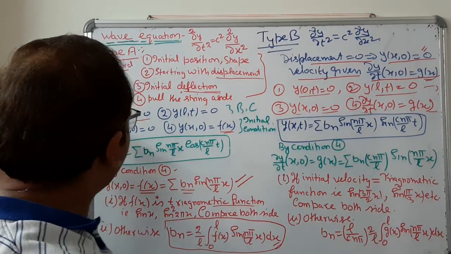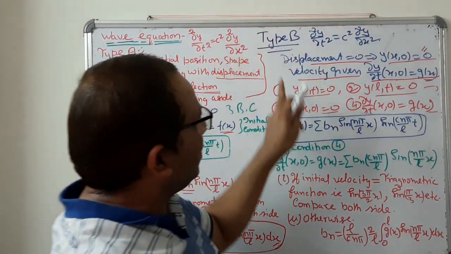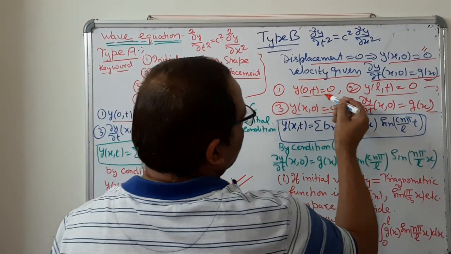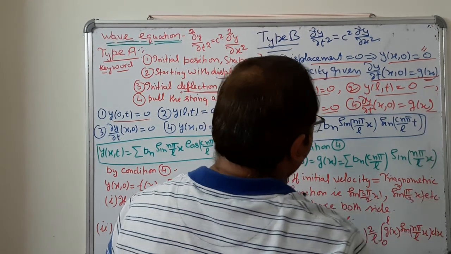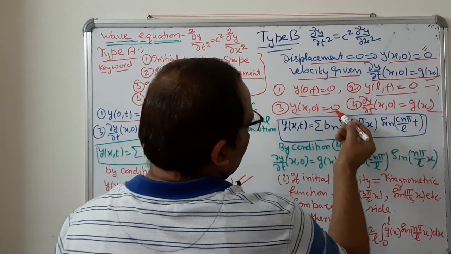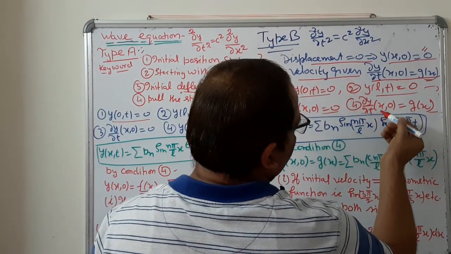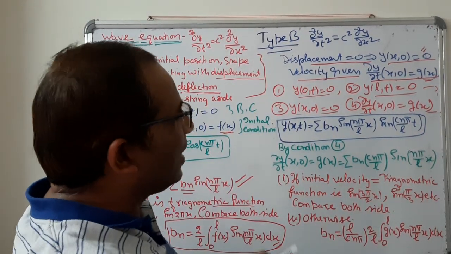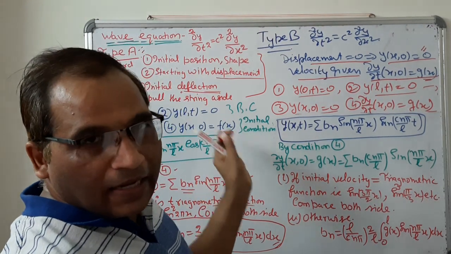In type A, we take initial velocity 0. In type B, we take the initial displacement as 0. There are the conditions: y of 0,t equal to 0; y of L,t equal to 0; third, y of x,0 equal to 0; and fourth, del y by del t at x,0 equal to g(x). In this case, we write the solution of type B, which we discussed in the last video.